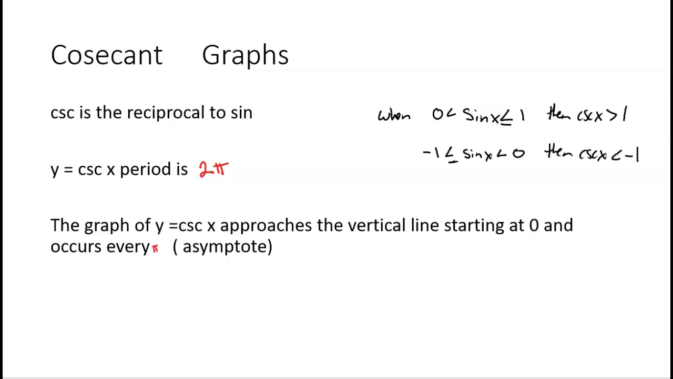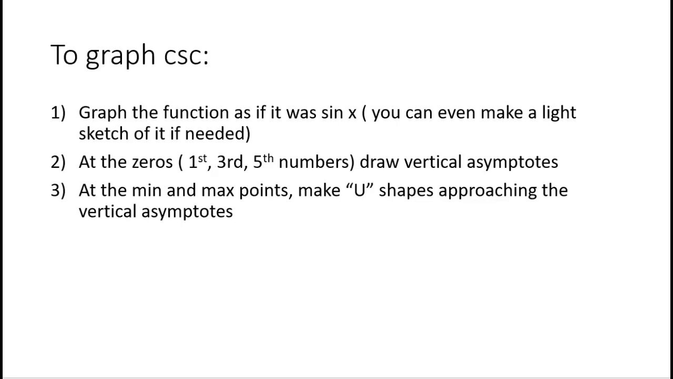Okay, so how do we graph? In order to graph our cosecants, we're going to do 3 little steps. The first one is you're going to graph the function as if it said sine. You might even want to make a light little sketch of it, in a dashed form for your sine, and then you can put those vertical asymptotes in, and then our U shapes.